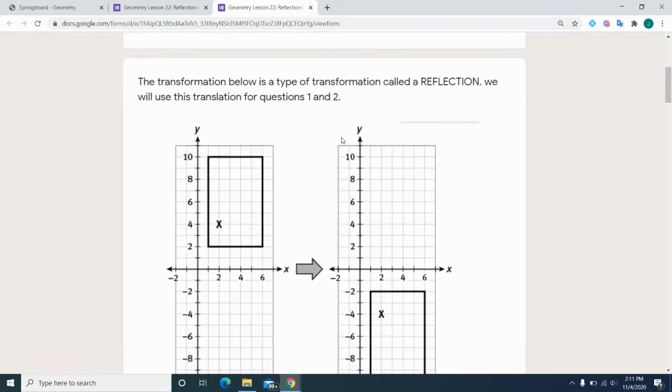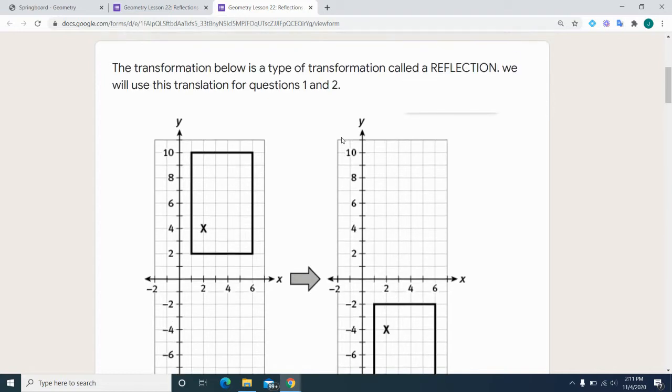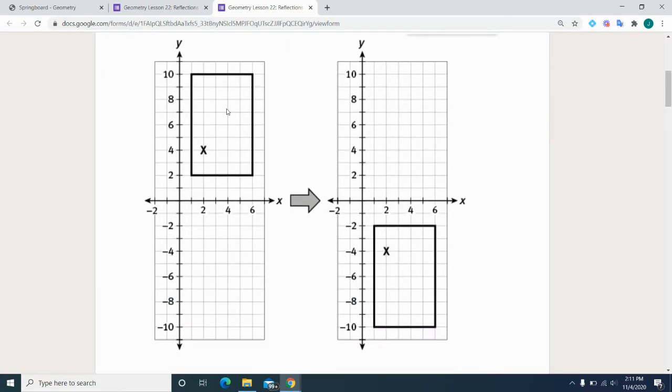So we've been doing these transformations. So we're looking at this transformation right now. Look at what's happening. You have this right here, and then it moves down here. But notice what's happening. This X is in the bottom right here, and now it's on the top. So what's actually happening is this is flipping over this line right here.